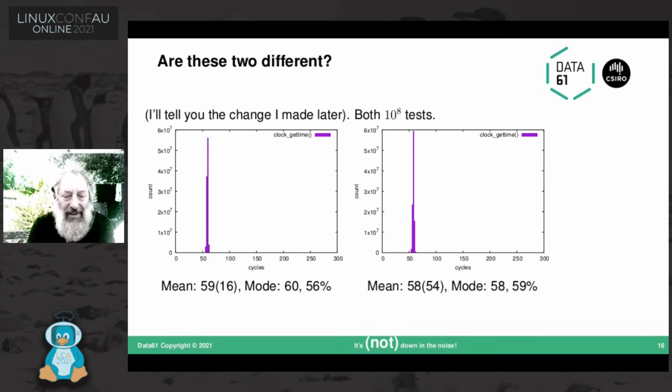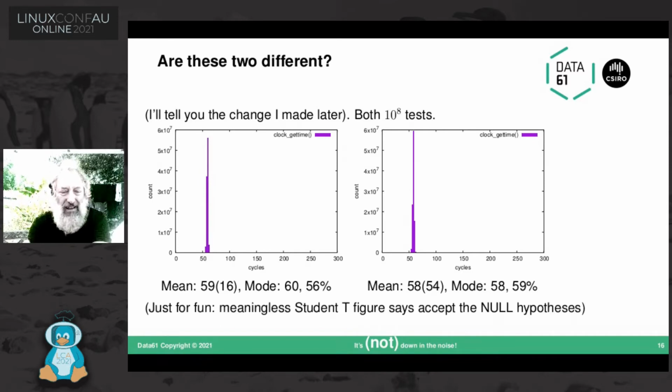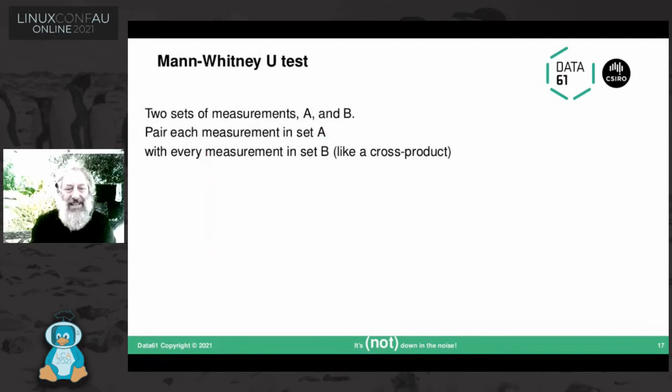The standard deviation on both of them is fairly large. And if you just use students' t-test, which is totally meaningless in this case, it says accept the null hypothesis that they're the same. I expect them to be different. We need a different test. So I was really, really happy about May last year to discover this thing called the Mann-Whitney U test.